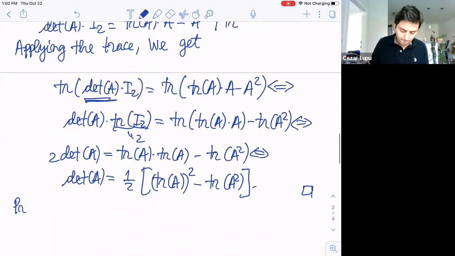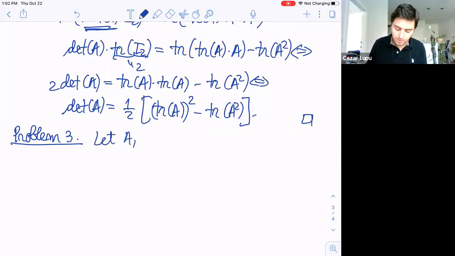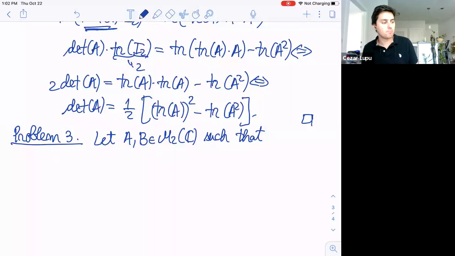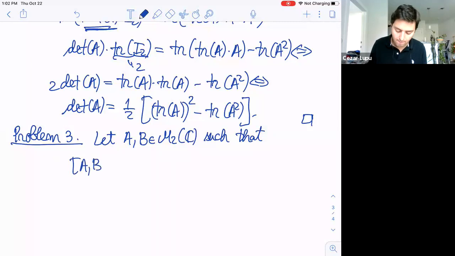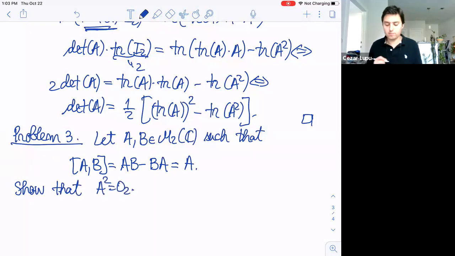So problem 3. Let me give you this problem because we will prove this in a more general context. Let A, B be 2 by 2 matrices such that the commutator, this Lie bracket, we will define it in this way. This is what we call the Lie bracket or the additive commutator, which is AB minus BA. This guy is A. Show that A squared is the null matrix.